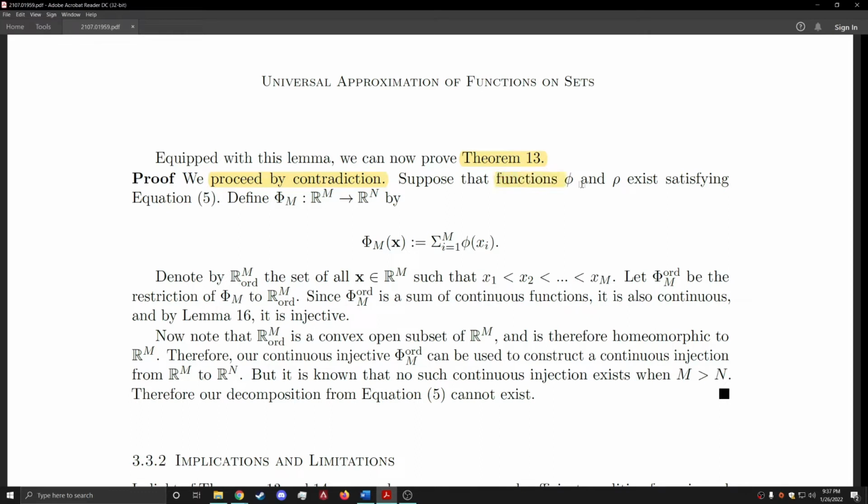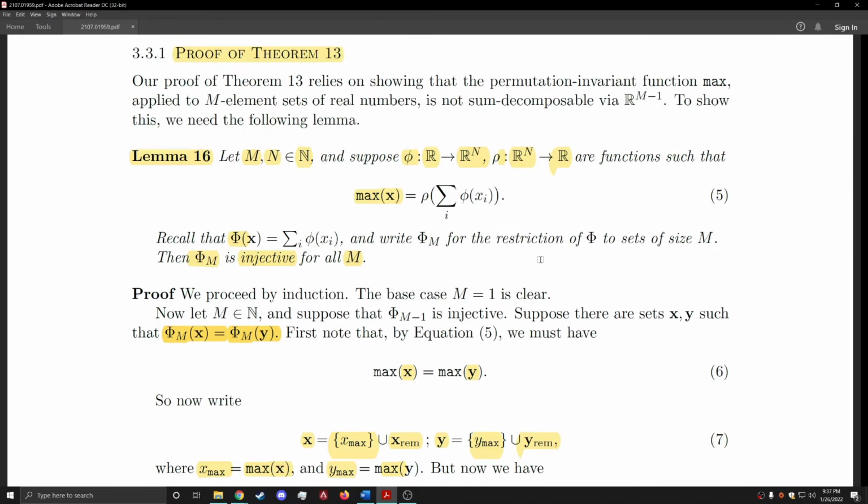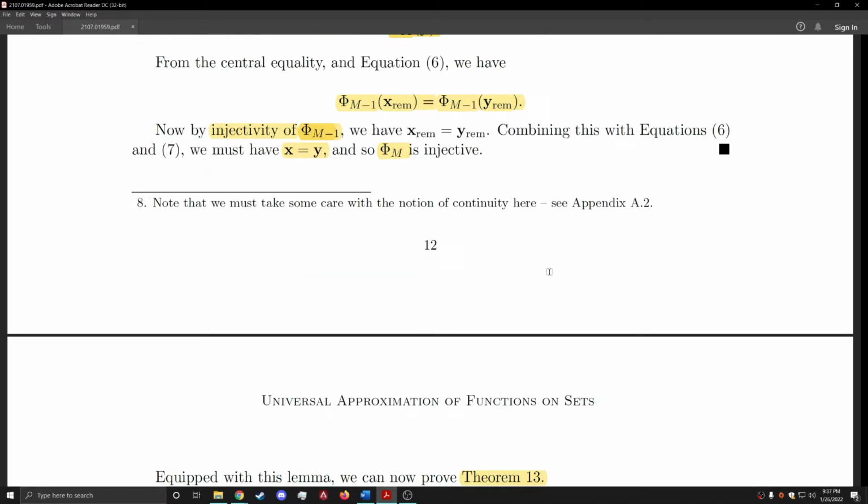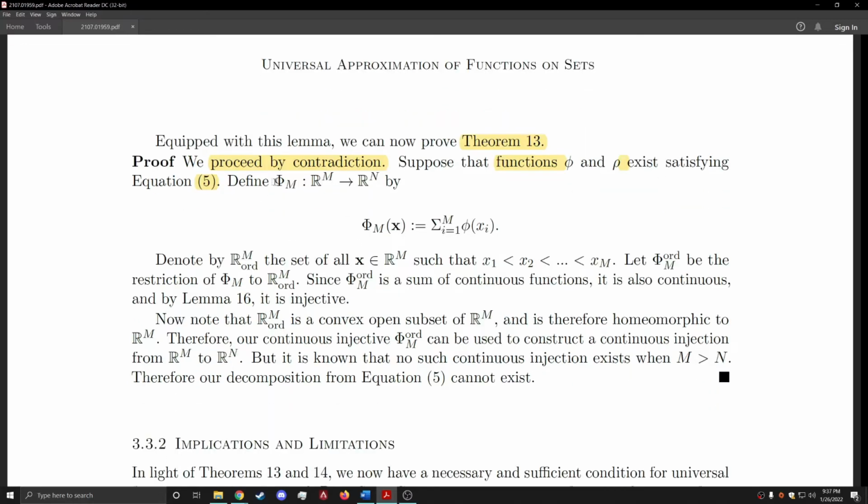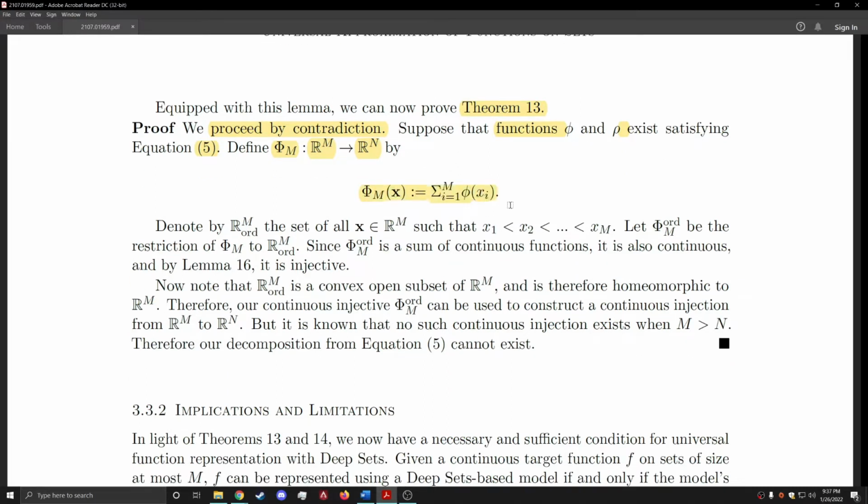So functions phi and rho exist satisfying equation 5. If we jump back to equation 5, just to look at it, we're going to have this max, which is the sum decomposition of max, and we're going to find our latent space as R with dimensionality m. The set, which is our input, is going to map to the latent space, which is going to be size R, the natural numbers, to dimensionality n. Well, we define this right now.